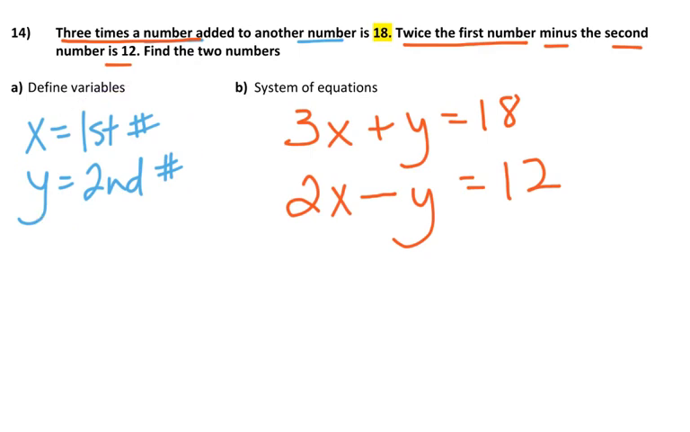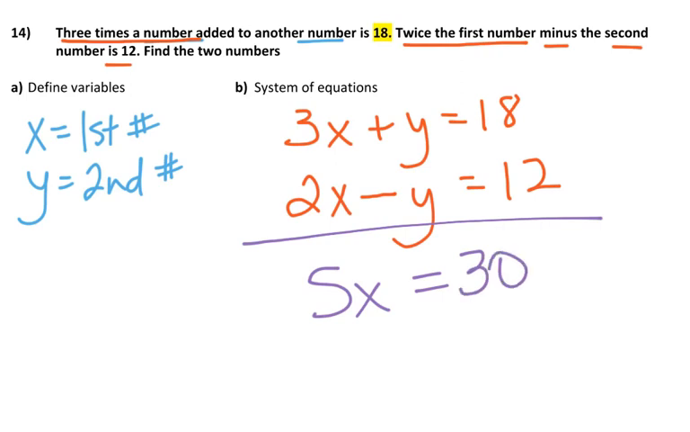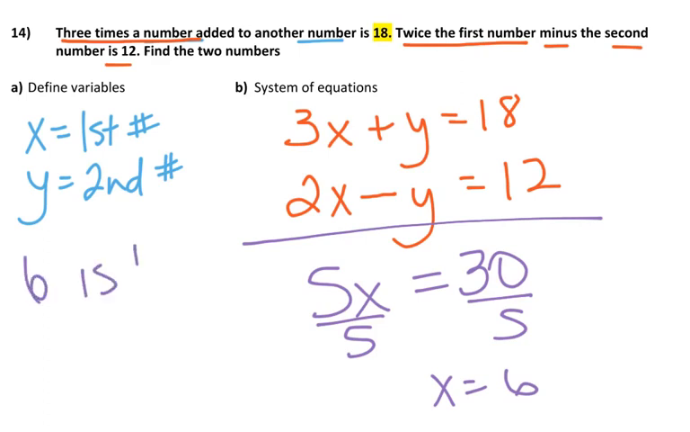Okay, now we're just going to solve. Again, using elimination makes it a lot easier to solve this system. I look at my y's, they're going to be eliminated. So I can just add 3x and 2x, which is 5x. The y's are eliminated. 18 and 12 is 30. Divide both sides by 5, and I get x is equal to 6. That means 6 is the first number.